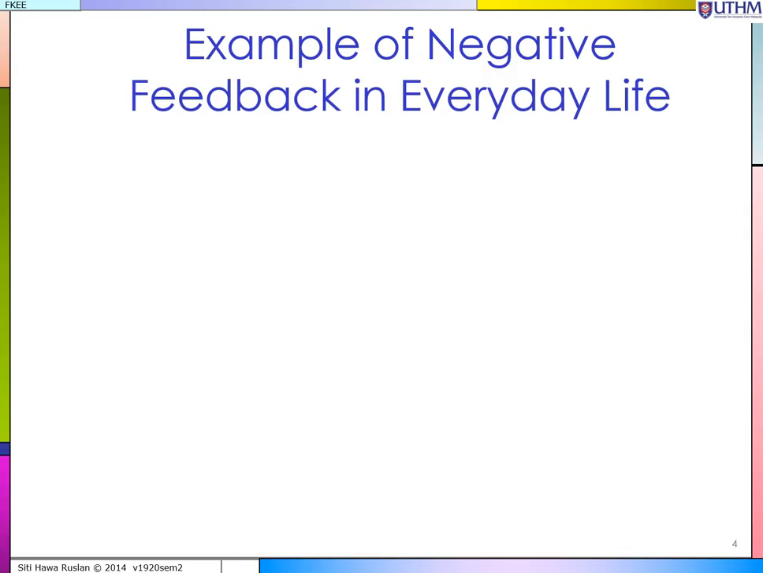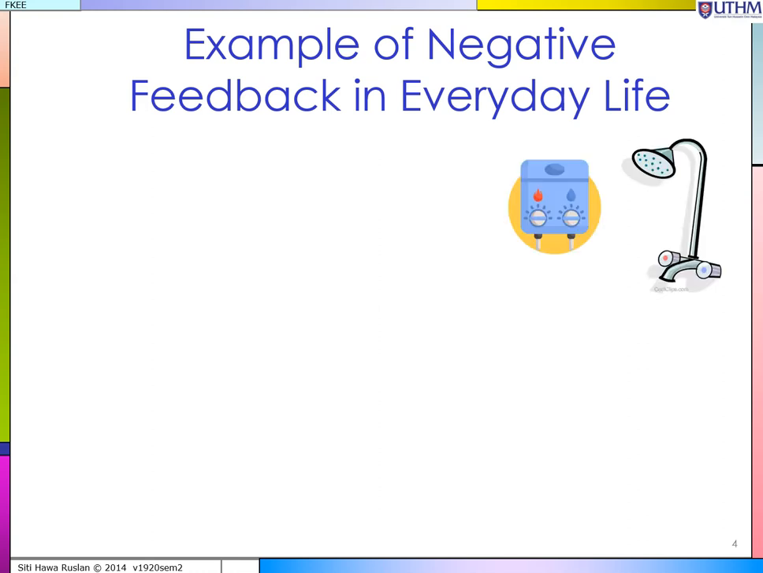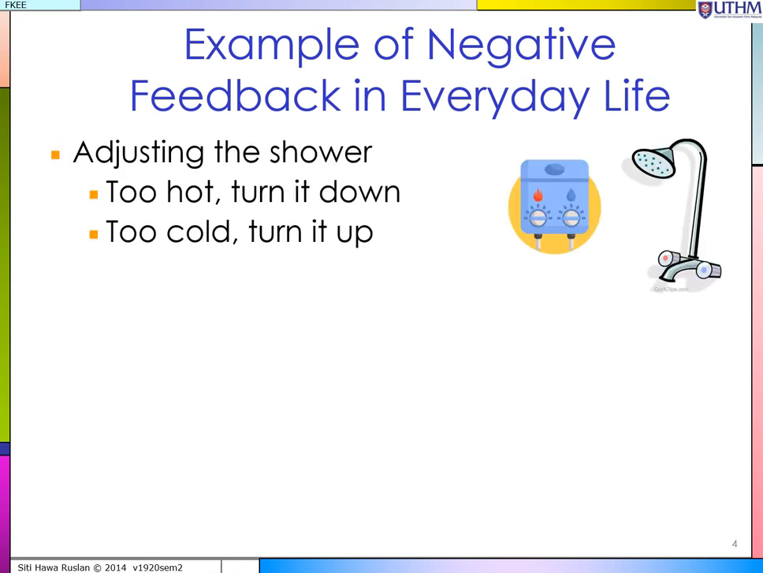Okay, so first we look at what negative feedback is in everyday life. This is an example of a shower. When you are in a bathroom, when the water is too hot, you will turn it down, but if the water is cold, you turn it up. So this is how we control the temperature of the water.